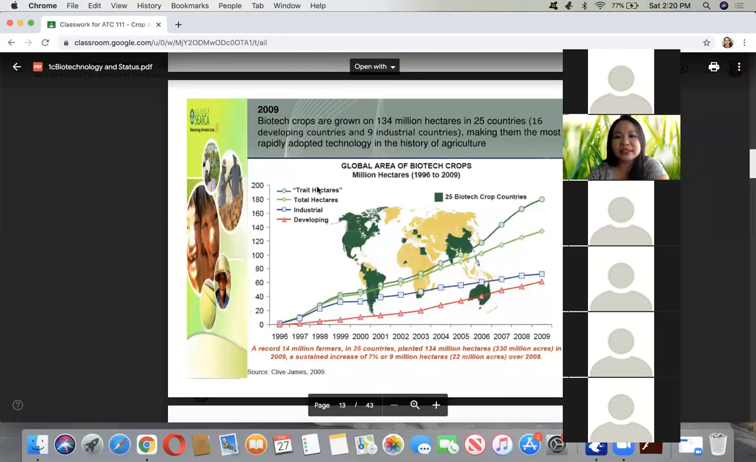So in 2009, as shown on the graph here, biotech crops are already present in 25 countries, 16 developing and 9 industrial countries. And it is actually the most rapidly adopted technology in the history of agriculture. So from 1996 to 2009 pa ang data, like live James, ayan, pa-increase siya ng pa-increase.